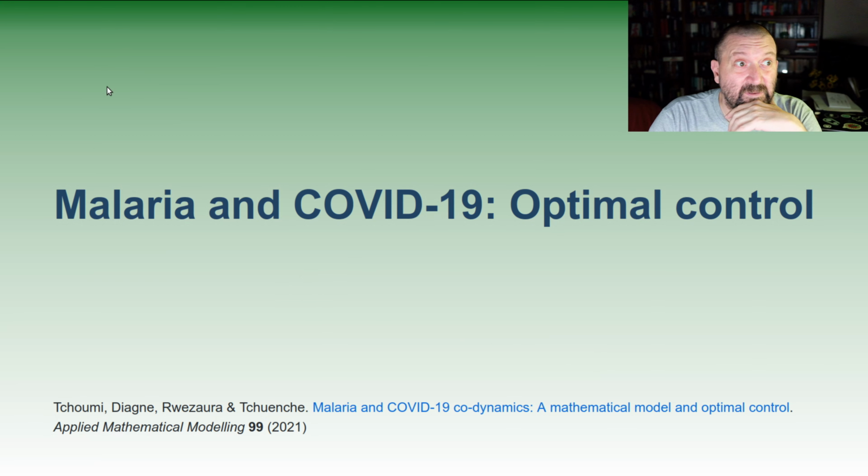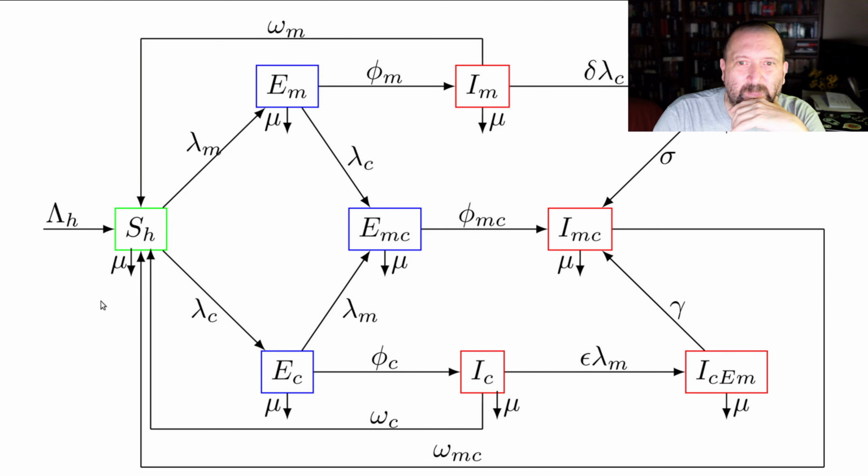Now, another thing that I have not covered, and that would be worth covering in a beefier course on MathEpi, is the optimal control aspects. So here, this is a model about malaria and COVID-19 dynamics. This is a very recent model. And what they have is a malaria model and a COVID model.